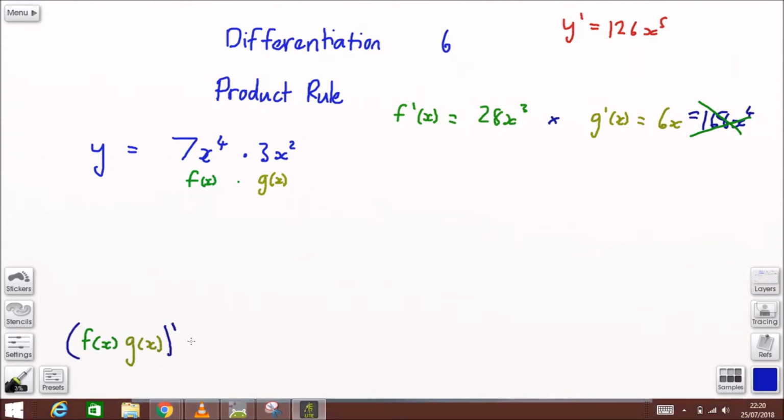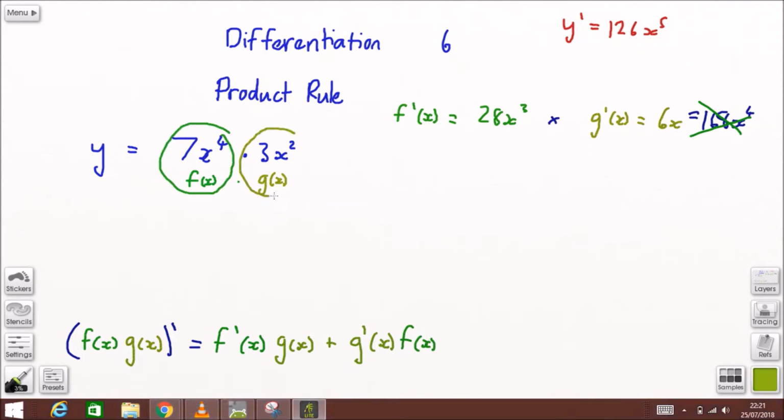So if we want to differentiate this product of two functions, what we have to do is use this product rule, which is the derivative of f times the function g plus the derivative of g times the function f. So here's our two functions and our two derivatives, in this order.